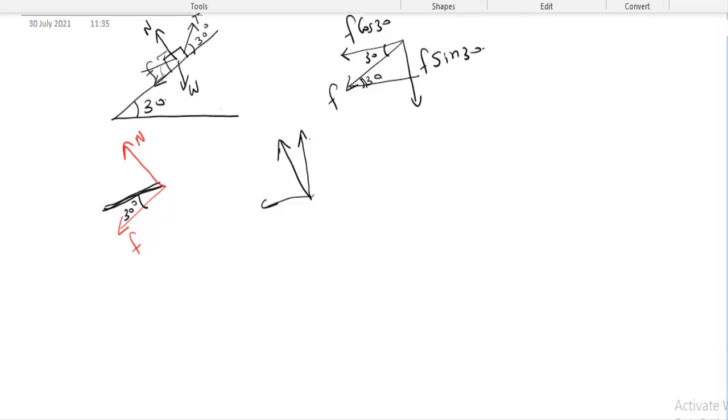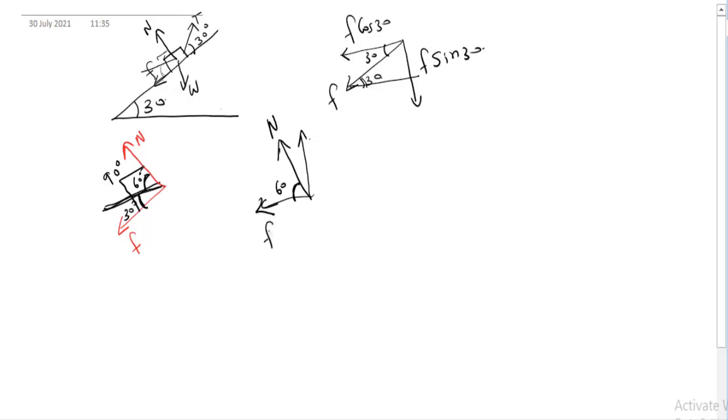Okay, now again I am considering another one, that is this whole thing. This is 90 degree. And in that the small angle is 30. Then how much will be this one? This one will be 60 degree. So this normal is making an angle 60 degree with the horizontal. So this normal force is making an angle 60 degree. So you can find out the N cos 60 you will be getting here, and here this will be N sin 60.